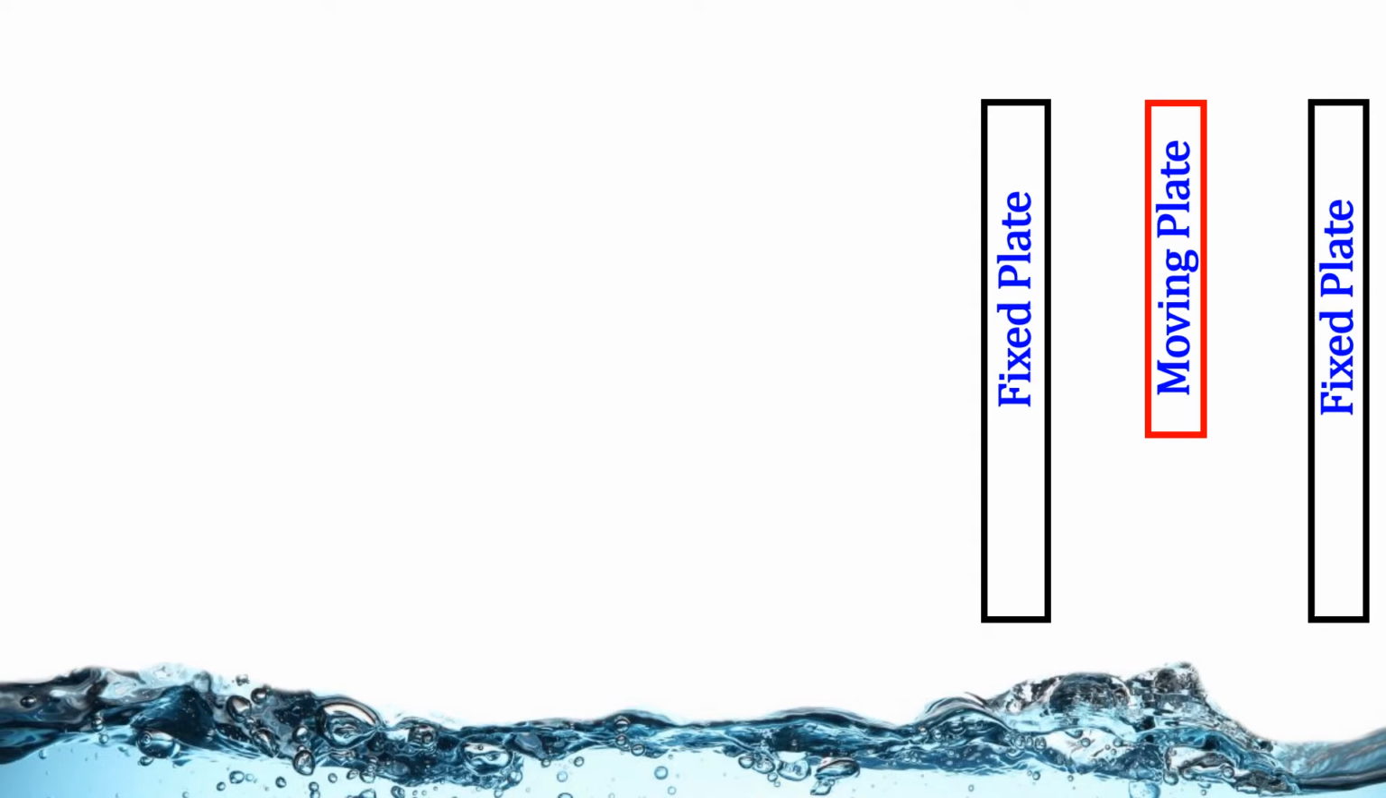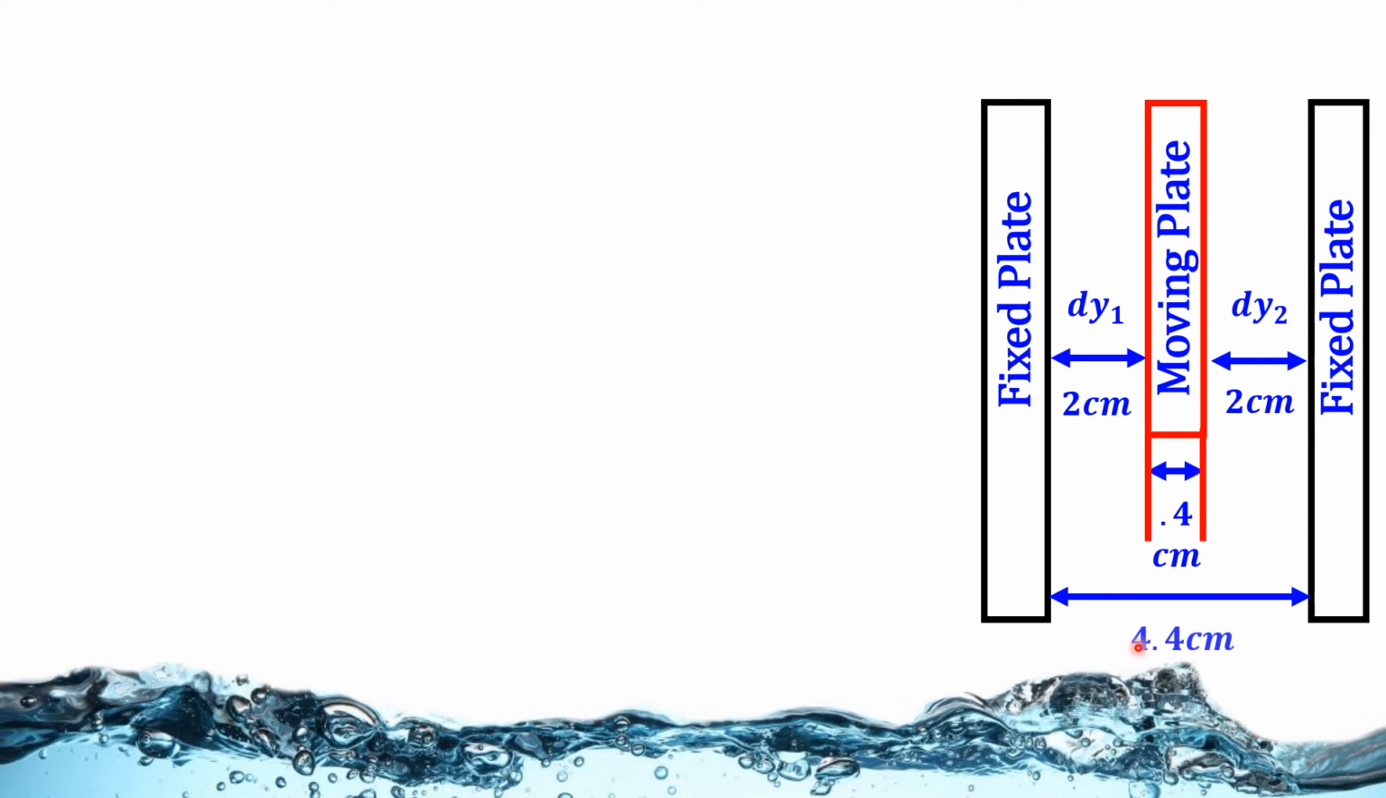First, we are going to draw the diagram. We have two fixed plates in a vertical condition. In between, we have a moving plate of 0.4 centimeter. The gap between the two fixed plates is 4.4 centimeter. So, subtracting the thickness of the moving plate, we get dy1 as 2 centimeter and dy2 as 2 centimeter.